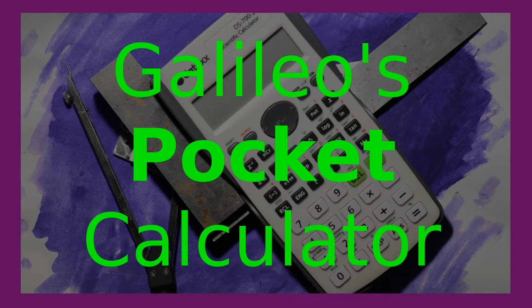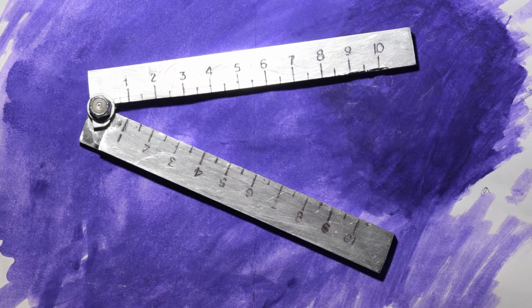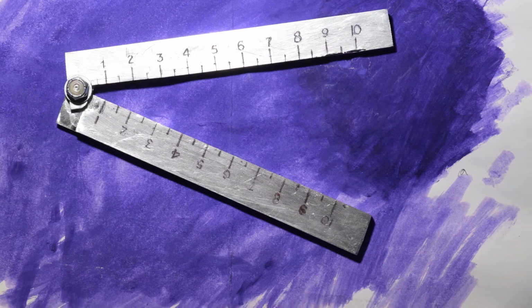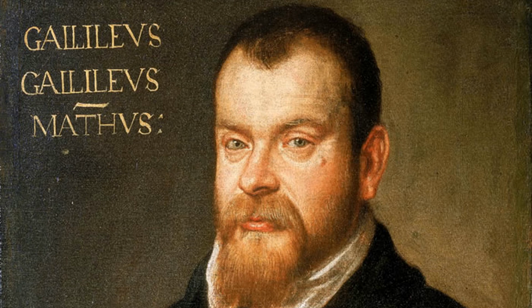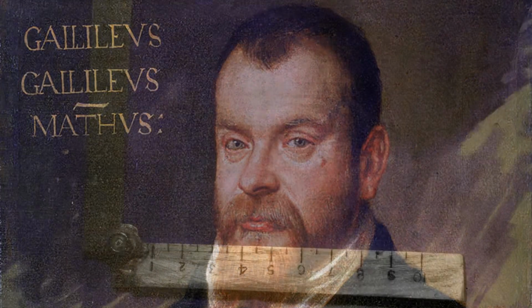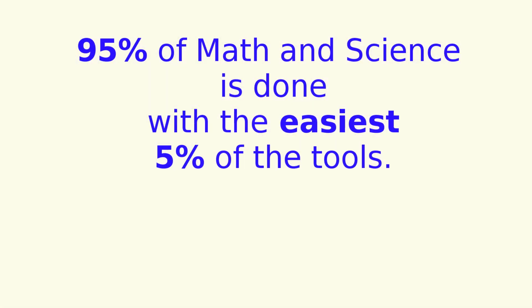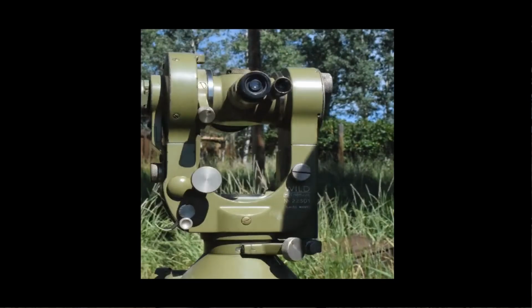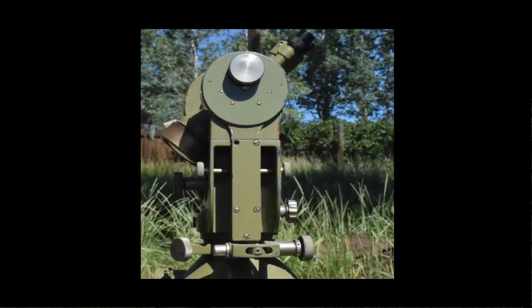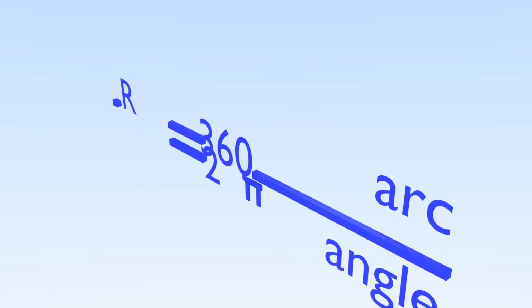This video is about this calculator, developed in the 16th century, possibly by Galileo. The calculator not only made math easy to calculate, but also made math easy to understand. In presenting this, my essential point is that it is possible to delve deeply into math, science, and technology, knowing very little math and very little technology. 95% of science, math, and technology can be done with the right 5% of the tools, techniques, and principles.